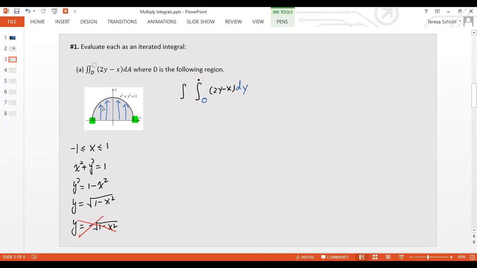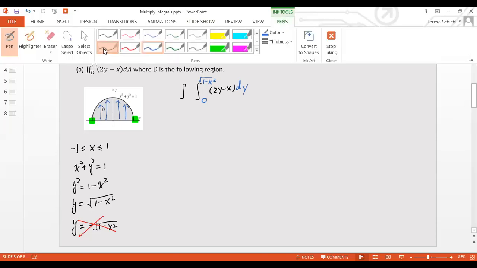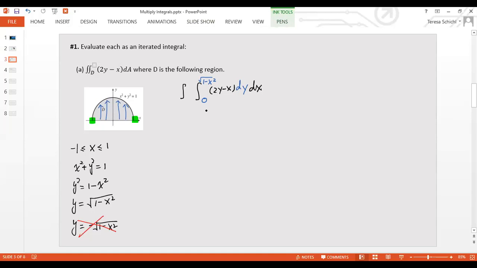So what is this curve here? This is 1 minus x squared, right? Okay, and then after you integrate that out, you integrate dx. So your dx ranges from -1 to where? To +1 here.